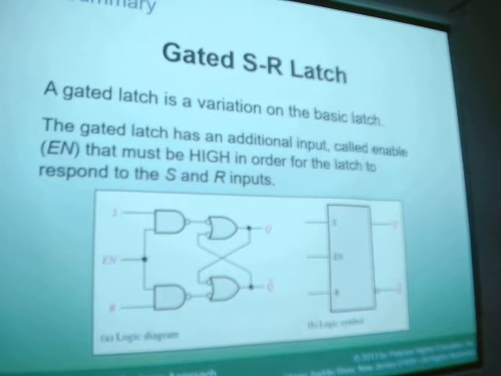Gated SR latch. Gated latch is a variation on the basic latch. The gated latch has an additional input called enable, that must be high in order for the latch to respond to the S and R inputs.